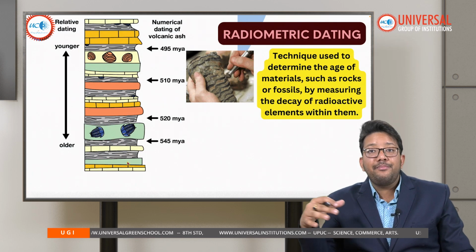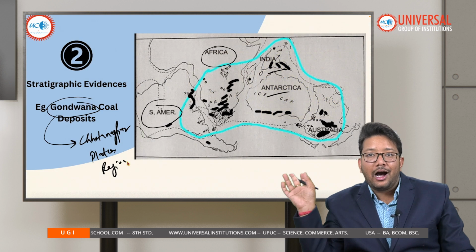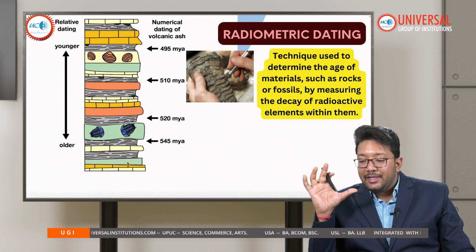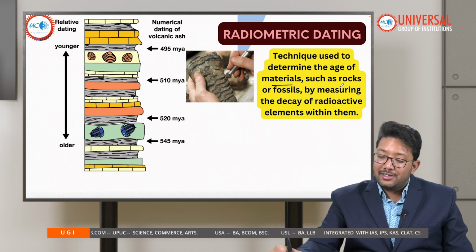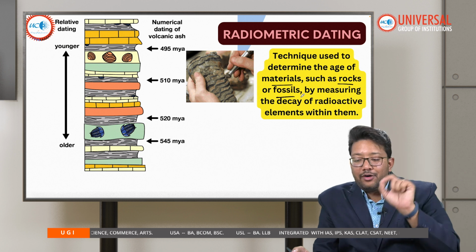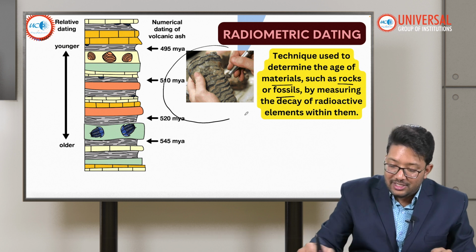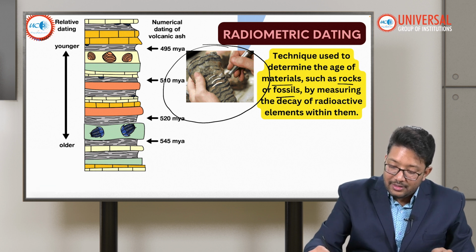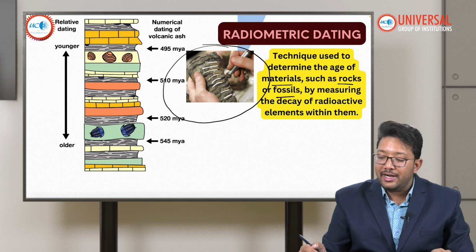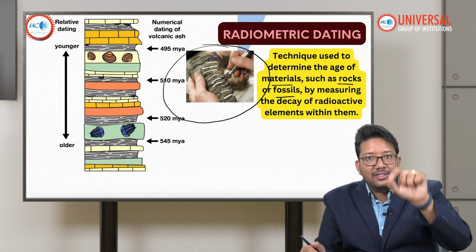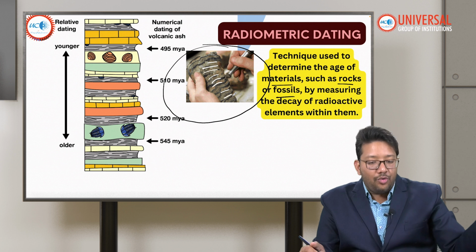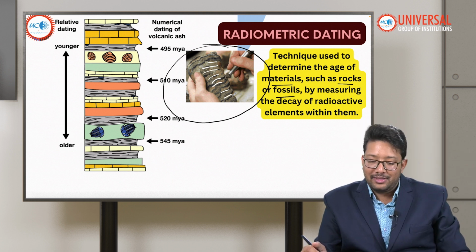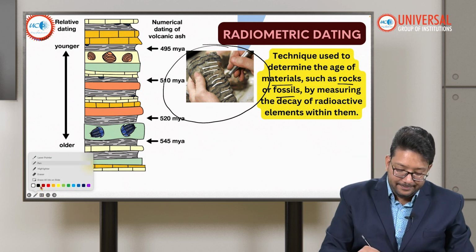Then the third is radiometric dating, how you calculate how old the rocks are. So what is radiometric dating? It is a technique used to determine the age of materials such as rocks or fossils by measuring the decay of radioactive elements within them. With the help of instruments, we calculate the radioactive elements within them, how they decayed and how old they are. This methodology is called radiometric dating. Remember that, it is important from the UPSC perspective. Okay.